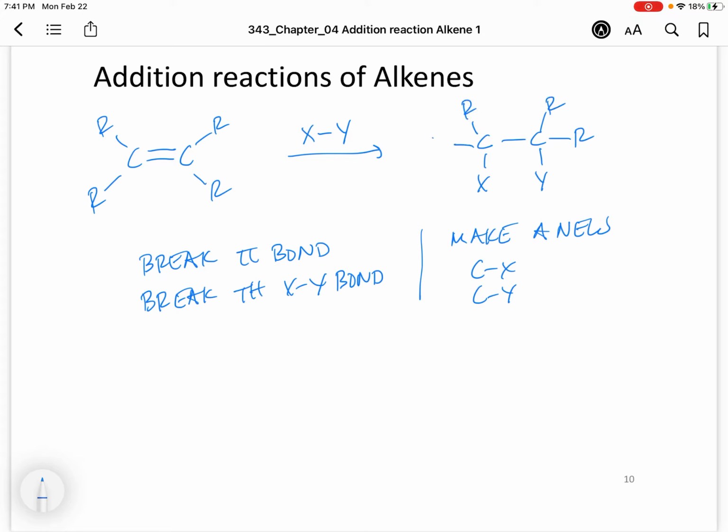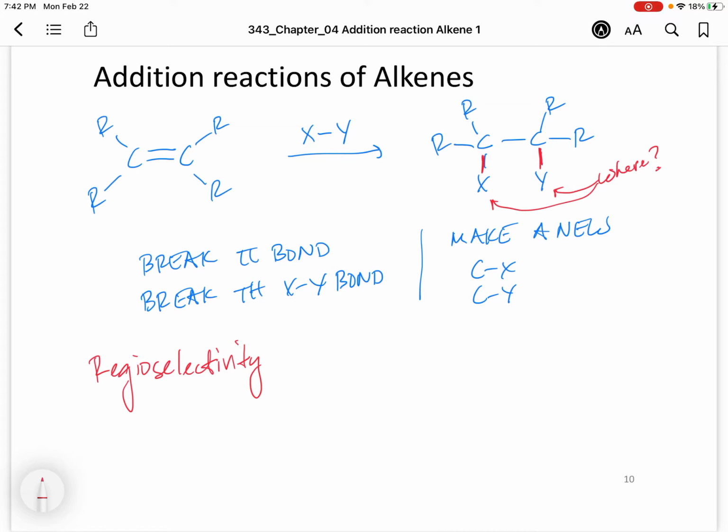I've just drawn all of these lines. I'm not showing the wedge and dash here, but as you can see, we've made two new bonds, right here, the CX and the CY. And where the X and the Y are placed is a topic called regioselectivity. So the regioselectivity of addition reactions of alkenes is actually very good. And later on in this course, we're going to talk more about addition reactions with alkenes.